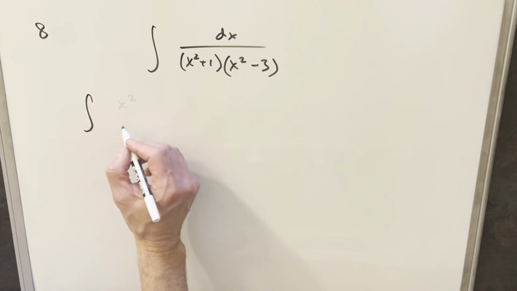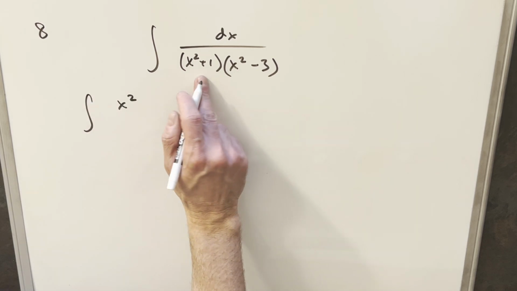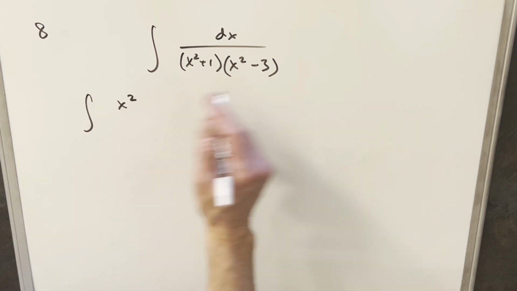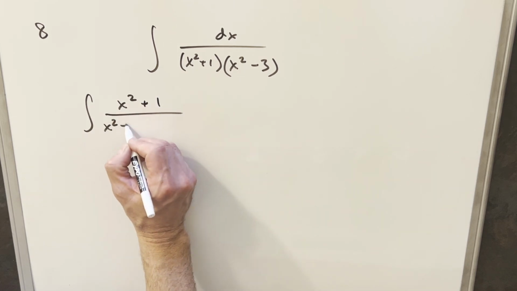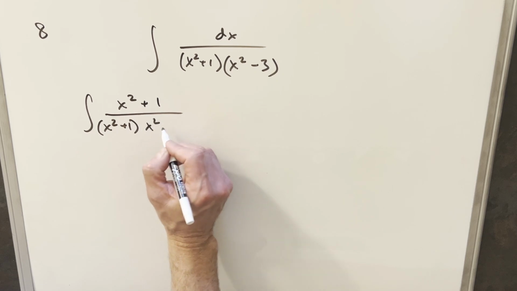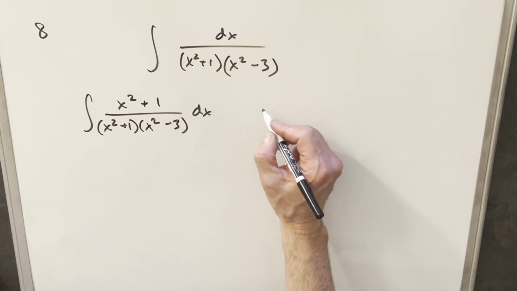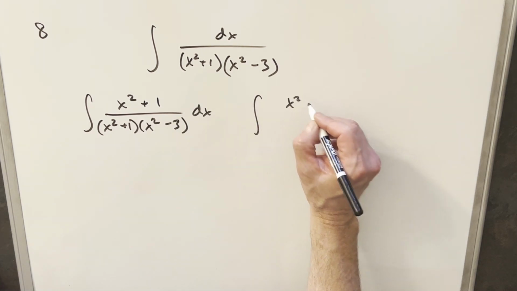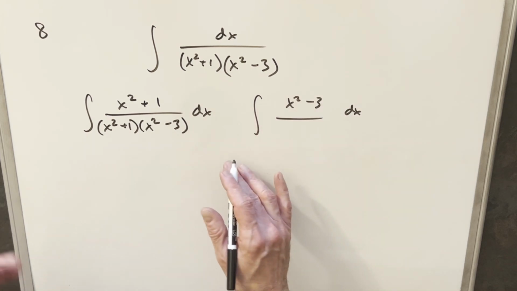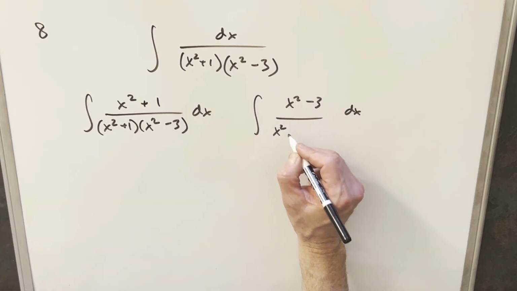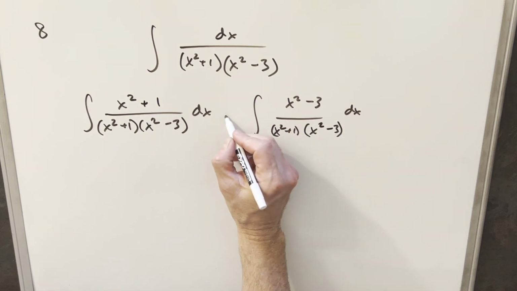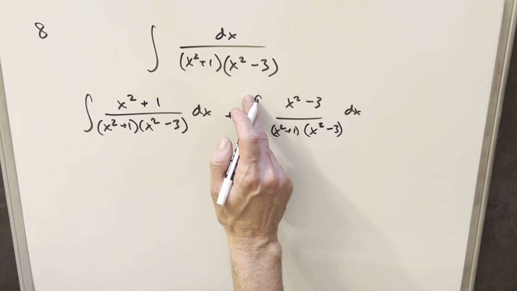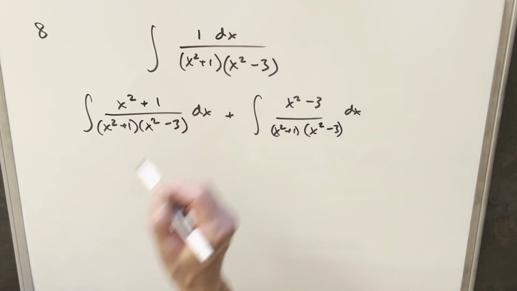What I can do is rewrite this, create this part in the numerator, and split it into two integrals. For the first one, I'm going to write it like this, with the same denominator, of course. And then for the second integral, we'll create this x squared minus 3. We're just kind of forcing this to work right now, but we need to make sure it all adds up. So we'll create the same denominator over here. Now, if we add these two integrals together, when we add the numerators together, we need to get back to this numerator, which is just 1.